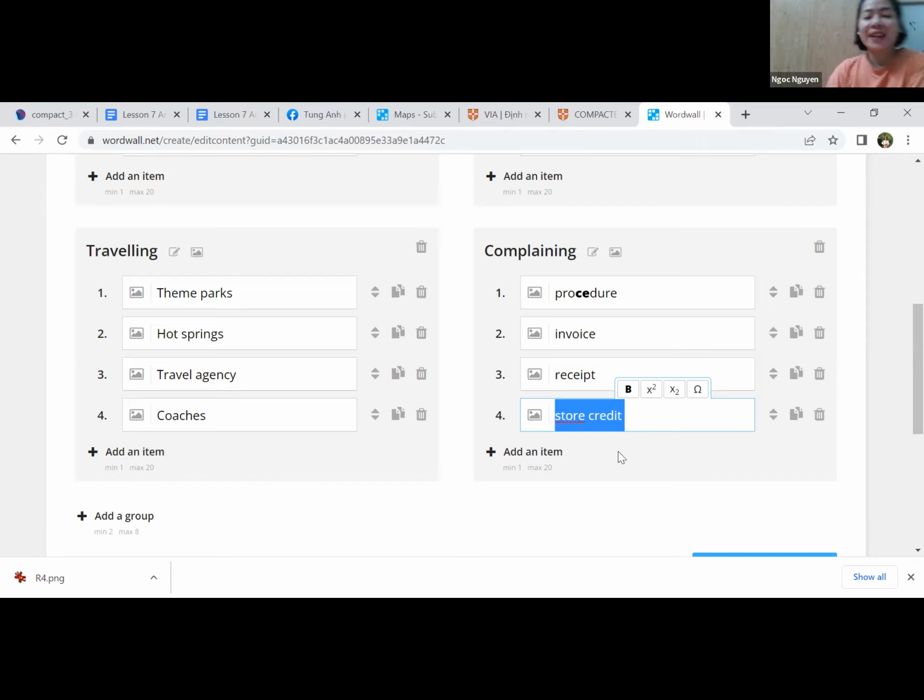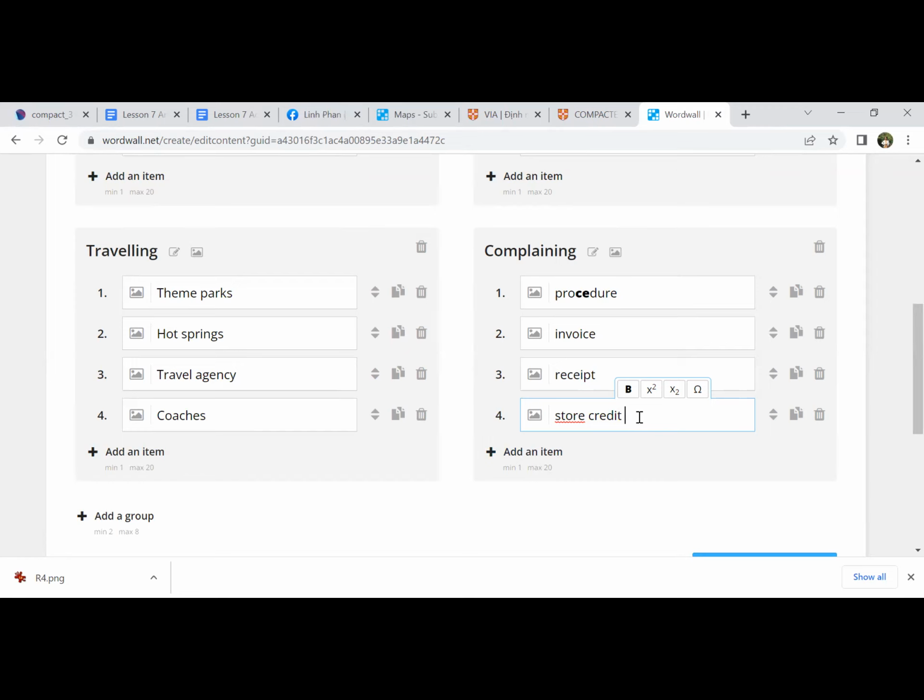Exactly. Store credit, yes, it allows you or enables you to buy other products of the same value in the store. And when people say, oh, we can give you store credits, it's very obvious that they won't give you a refund. They will not give your money back.